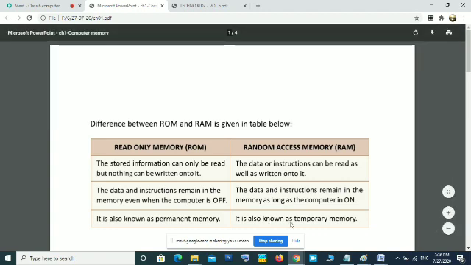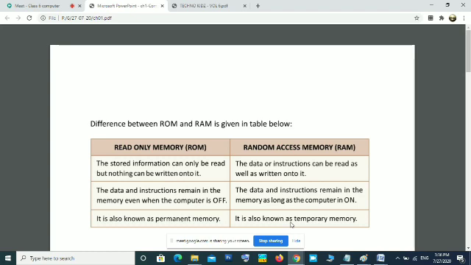The last one: RAM is also known as temporary memory. It is called temporary because only at the time of working will that memory contain some data or instructions. So when you turn off, that data and instructions will be lost from that memory. That is why it is called temporary memory or working memory. So these are the main differences between ROM and RAM.